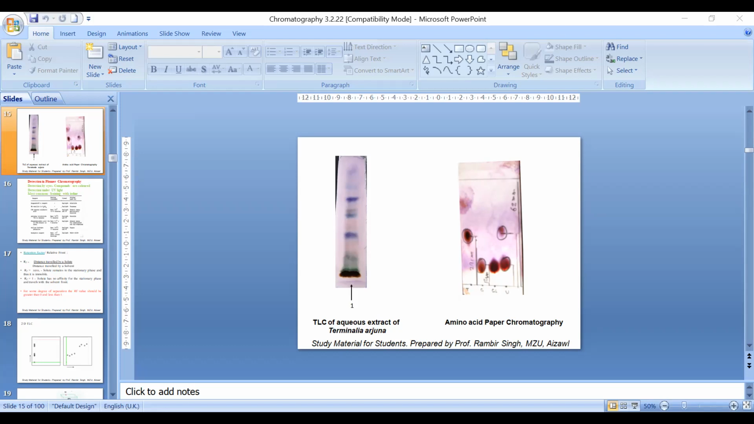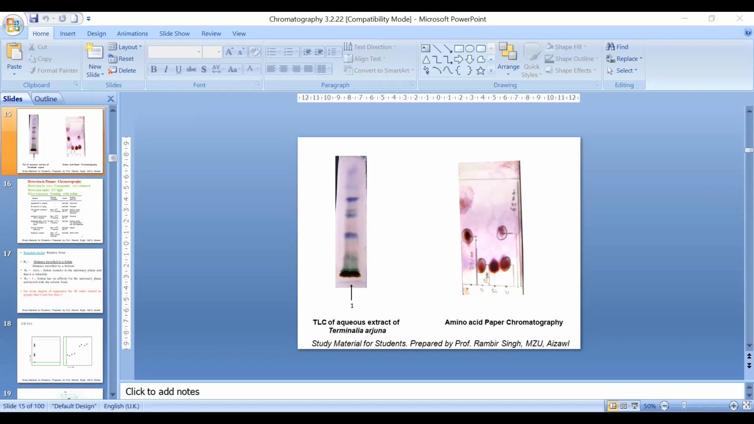From the loading point, the samples start moving upwards according to their polarity. When we are using TLC, we are using silica as a stationary phase. Silica is polar or non-polar? Sir, silica is polar. So if this is a silica plate, I think you can predict this top compound, where my cursor is. Can you tell me whether this compound is non-polar or polar?